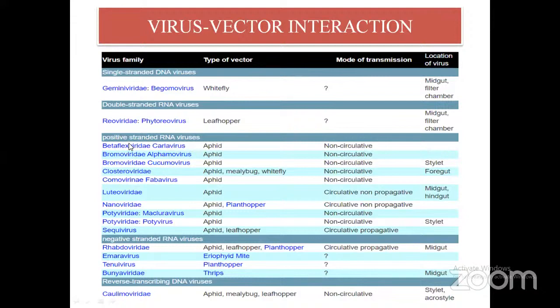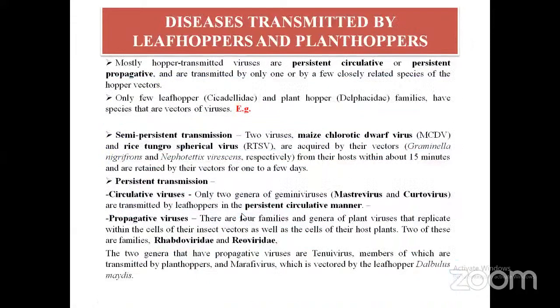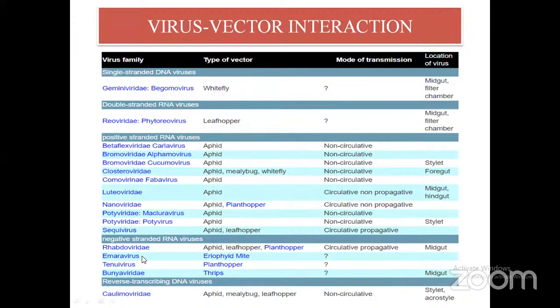Then positive-stranded RNA viruses. These include a list of viruses, which are mainly carried by aphids and sometimes mealybugs and planthoppers and leafhoppers also. Then negative-stranded RNA viruses. These are rhabdoviruses, tenuiviruses, and Bunyaviridae. These are carried by aphids, leafhoppers, planthoppers, aphid mites, planthoppers, thrips. These are the carriers respectively, and then reverse-transcribing DNA viruses.